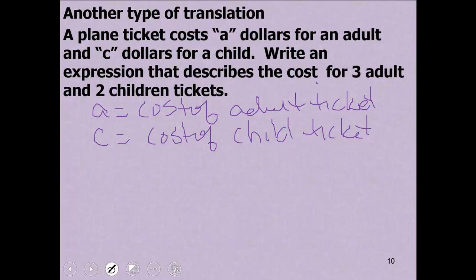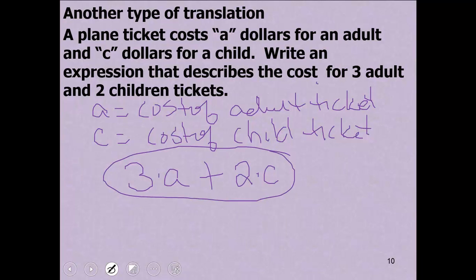If I want to know how much 3 adult tickets would cost, what would I do? That's just a straight multiplication: 3 times A. If I wanted to know just the cost of 2 children tickets, that would be 2 times the cost of 1, 2 times C. If I want to know both of them, then I add them together. Just like that. That would be the expression for 3 adult and 2 children tickets.